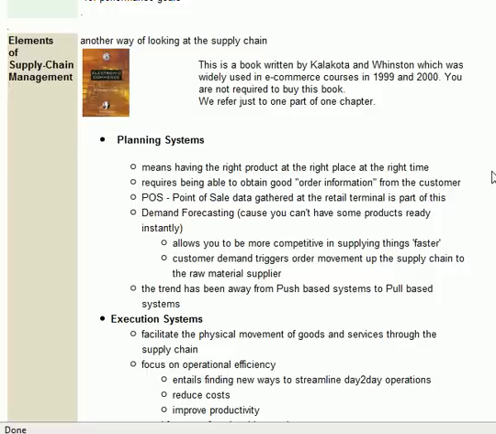Planning systems. Planning systems, as it says here, means having the right product at the right place at the right time, which means you have to have good information from the customer. So you have to integrate in electronic different structures with the customer, and we can talk about this in class in more detail. Demand forecasting, using different software models to be able to determine when and where things are needed, because you don't want to buy things in advance, because that means unnecessarily borrowing money from the bank. You don't want to not have things when it's required, because that means you have to halt your production process, which affects your cost of labor.